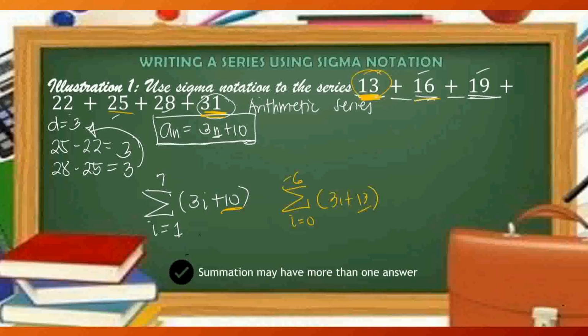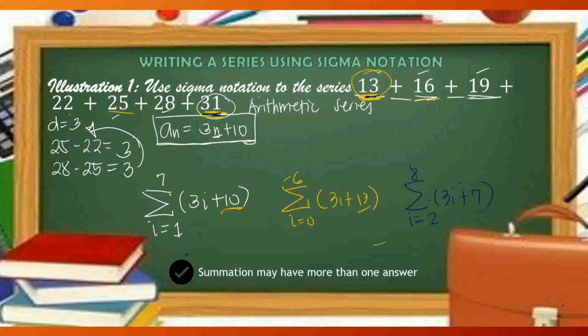Always remember summation may have more than one answer. It can also be written as summation 3i plus 7. So we will adjust our range. Our lower bound will become 2 and our upper bound will become 8. From 2 to 8, still 7 terms. So if i is equal to 2, 3 times 2 is 6 plus 7, still 13. If i is equal to 8, 3 times 8 is 24 plus 7, still equal to 31. So our last term is still equal to 31.